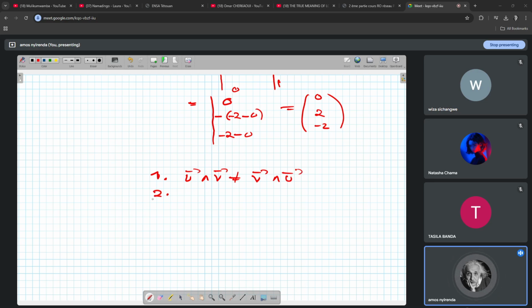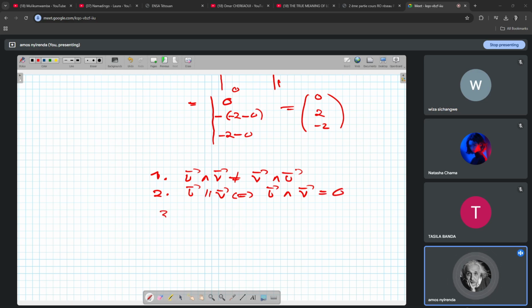And then the second property is that if two vectors are parallel, then the vector product, sorry, not the dot product, but the vector product, is going to be equal to 0. So u vectoriel v is going to be equal to 0. Like so.